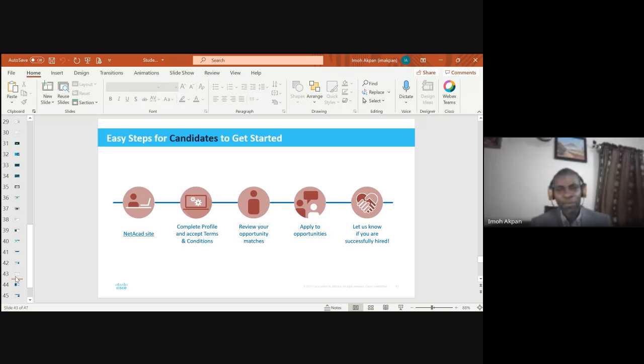Now, in terms of the steps for students, what a student needs to do is to log in to the Cisco NetAcad site, put in their profile, and look at the opportunities. When they log in there, they can see opportunities. They can apply, and then they get hired.